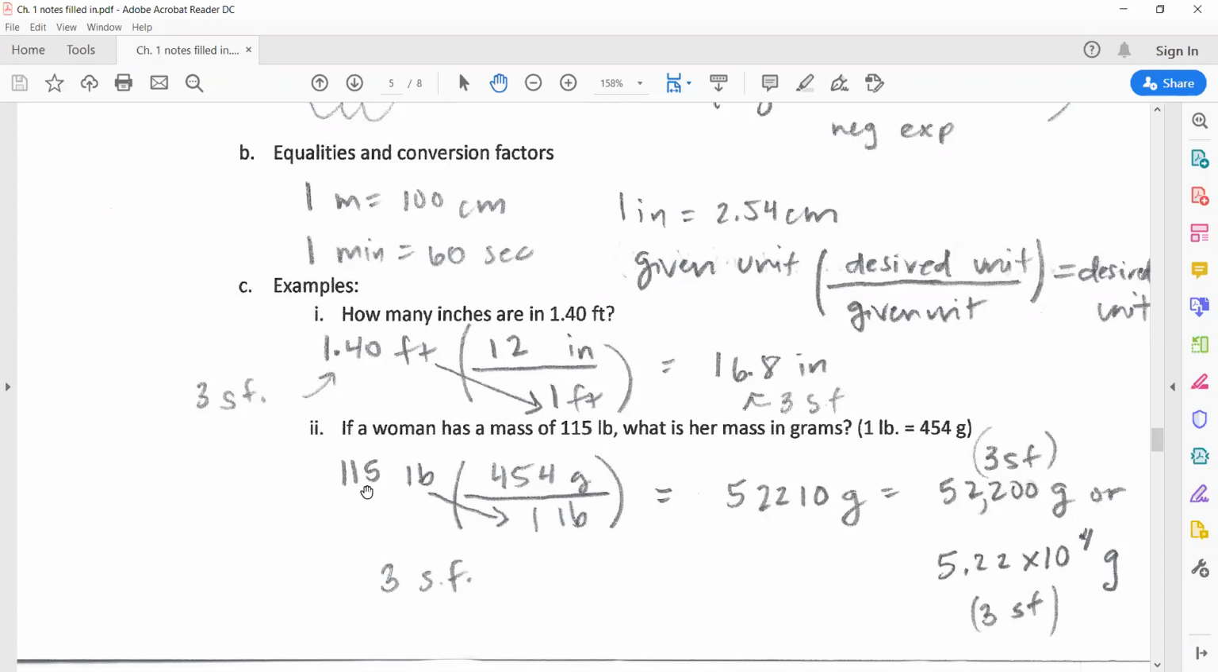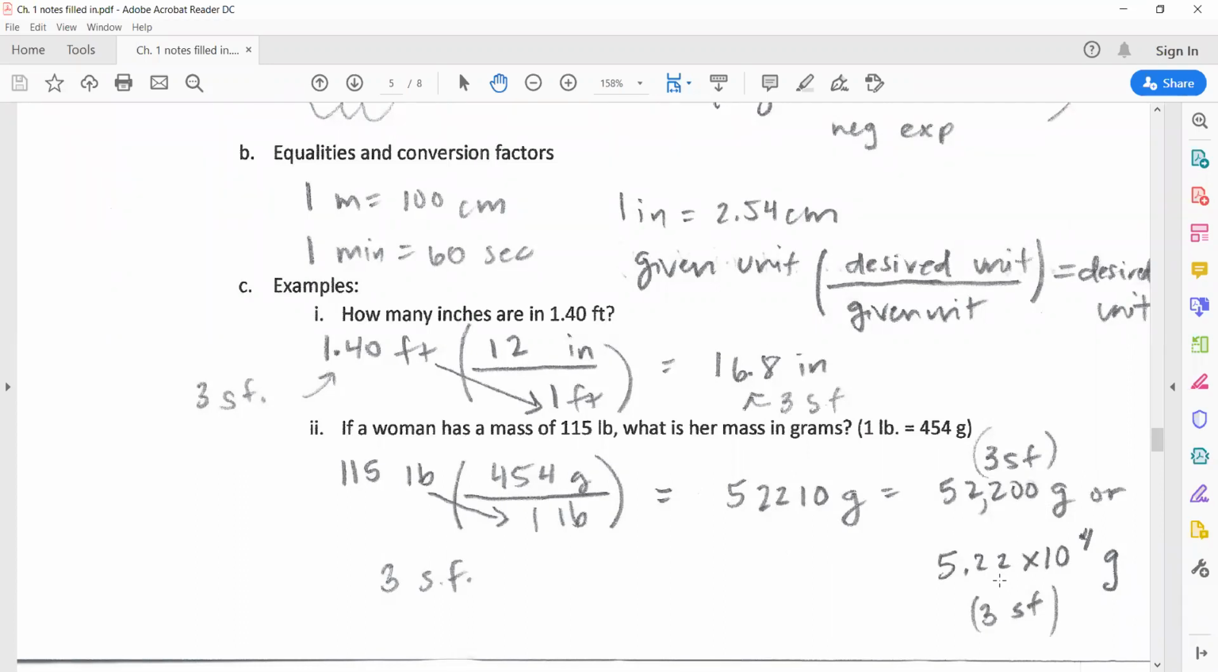So here we started again with 3 sig figs. We need to take this down to 3 sig figs. So we can keep the 5, the 2, and the 2, but we can't just say 522. We still have to recognize that there were 2 spaces here. So what we do is we keep the 5, 2, 2. The 1 tells the 2 to stay, and then we replace the 1 and the 0 with zeros. So 52,200 grams is 3 significant figures.